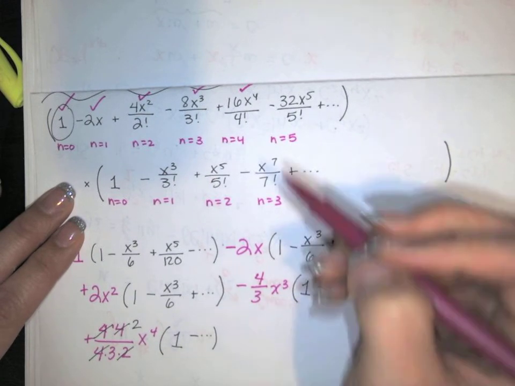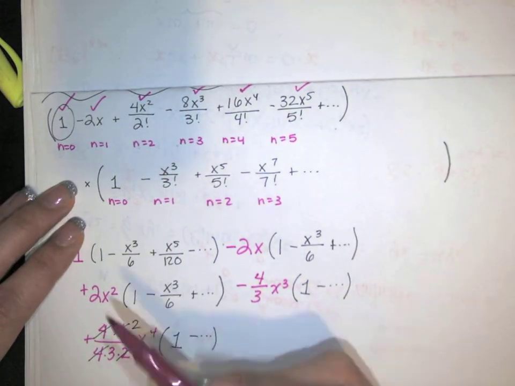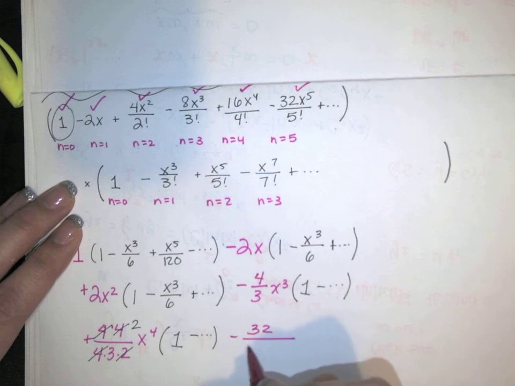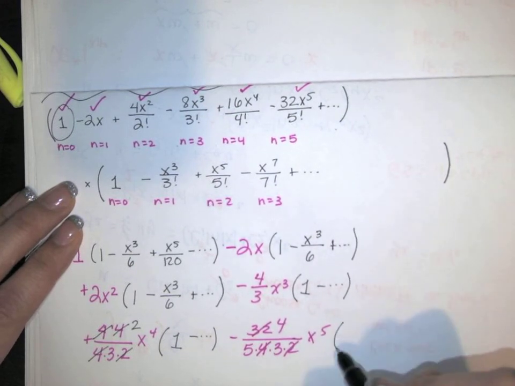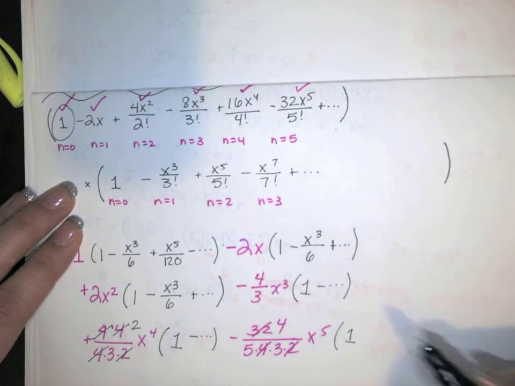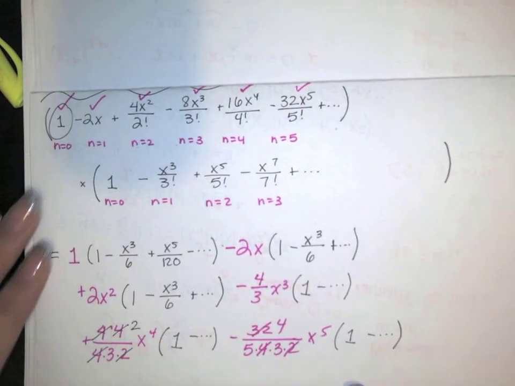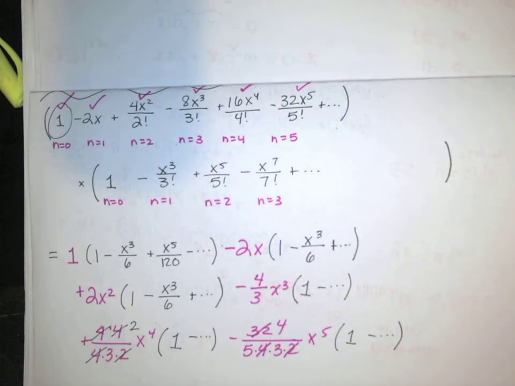Then x to the fifth, I need that because that's an x to the fifth term. That times 1. It's 5 times 4 times 3 times 2. 8 goes into 32 4 times x to the fifth. And x to the fifth times 1 gives me an x to the fifth term, but x to the fifth times x cubed would give me an x to the eighth term, so I don't need that. All right, so this is the series.